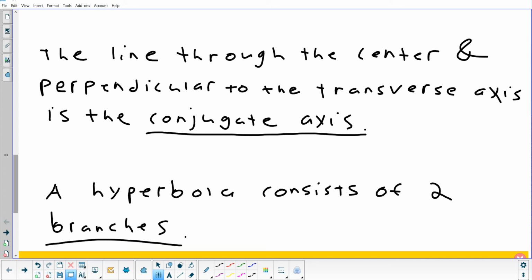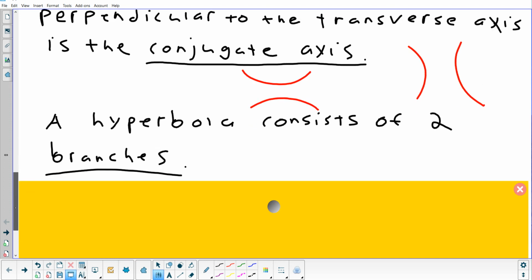So I've been using the word branches. That's what you call each piece of a hyperbola, the branches. In a problem like this, we would say we have a left branch and a right branch. That's one case. Or you can have a top branch and a bottom branch. Those are the only two cases we're going to look at, like an ellipse. Two cases.